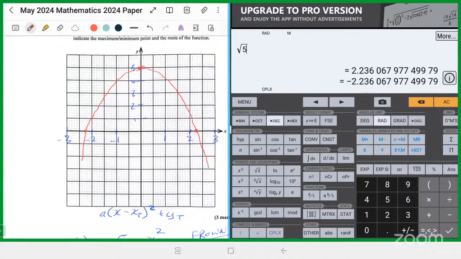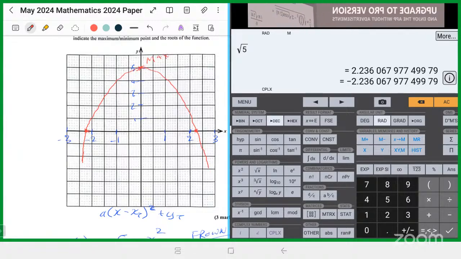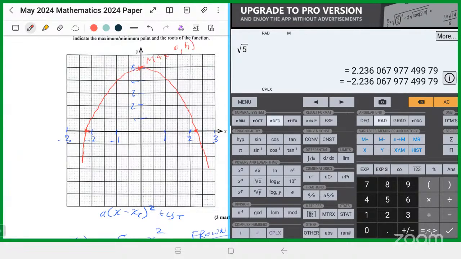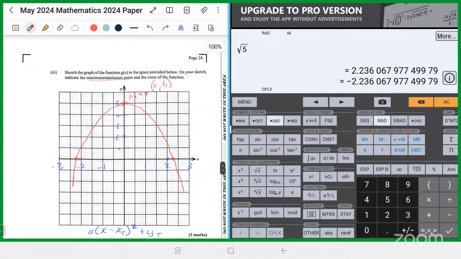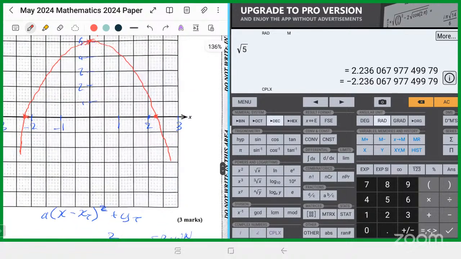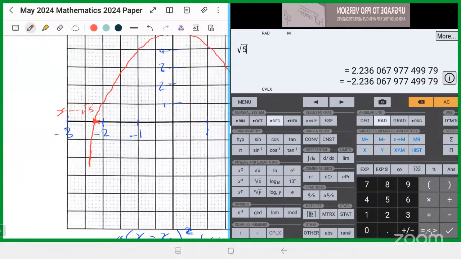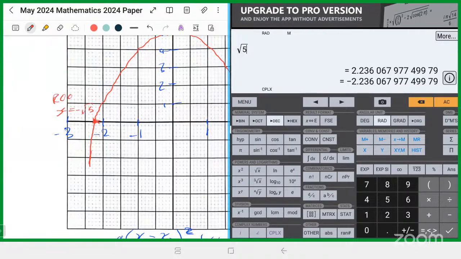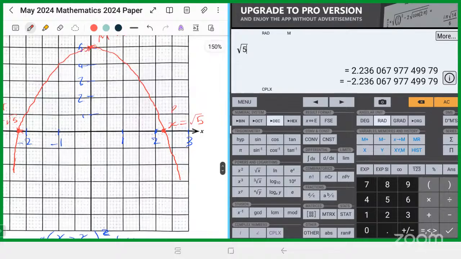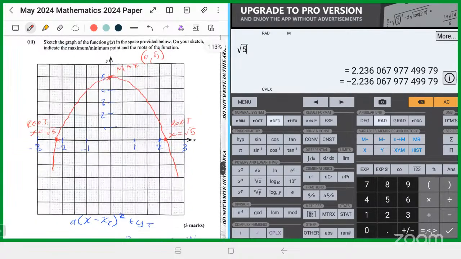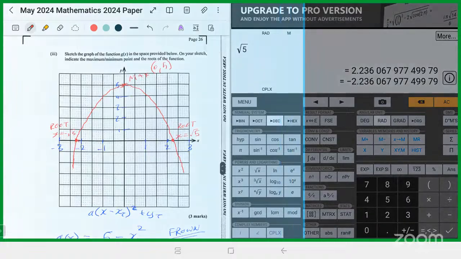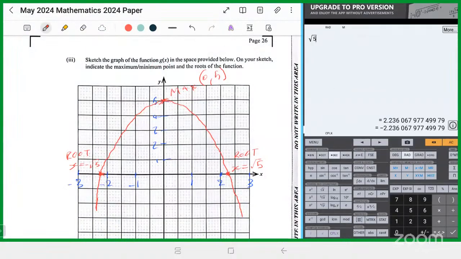Those are the points that they said we had to show. This point is the maximum point, (0, 5). The question asks us to show the maximum point and also show the two roots. So this is x equals positive root 5 and this is x equals negative root 5. That's one root, and that's another root. That's what they wanted us to show. The shape is a frown. That is it in a nutshell, guys.